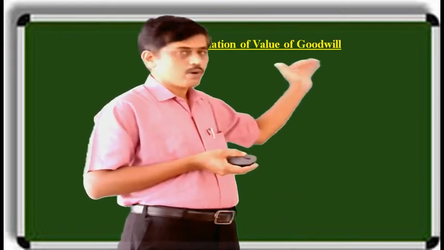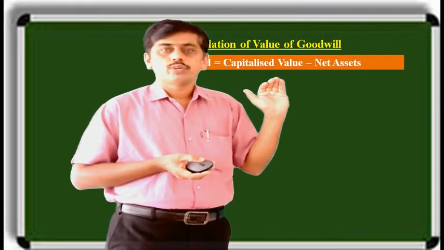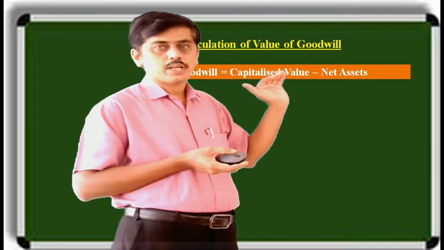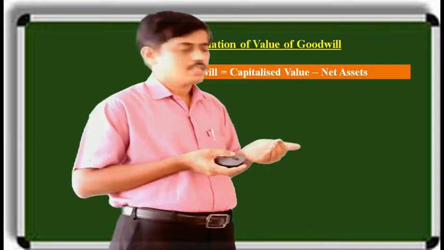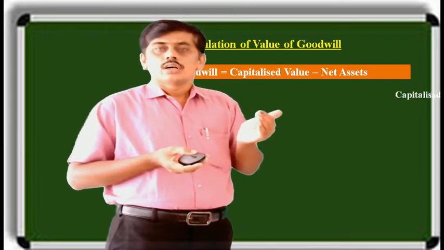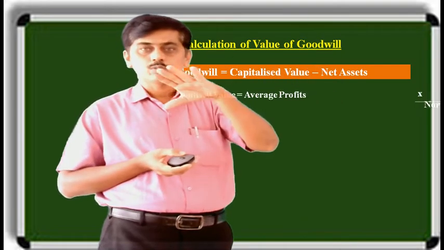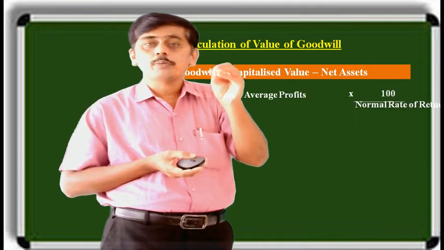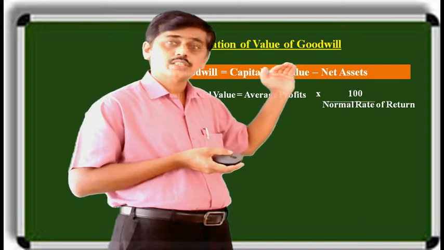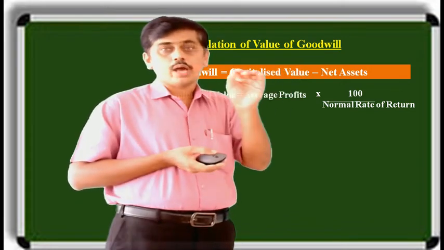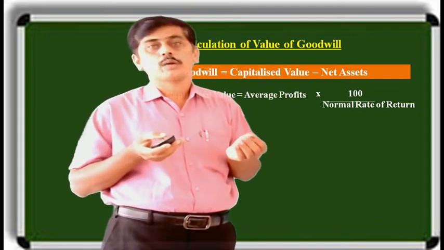Calculation of value of goodwill. Take the heading. And we know that goodwill equals capitalized value minus net assets. Capitalized value equals average profits. Super profit should not be taken here. Only average profit is to be taken because they have given the average profit for the last few years is rupees 1 lakh. So average profits into 100 divided by normal rate of return will give us the capitalized value of the business.